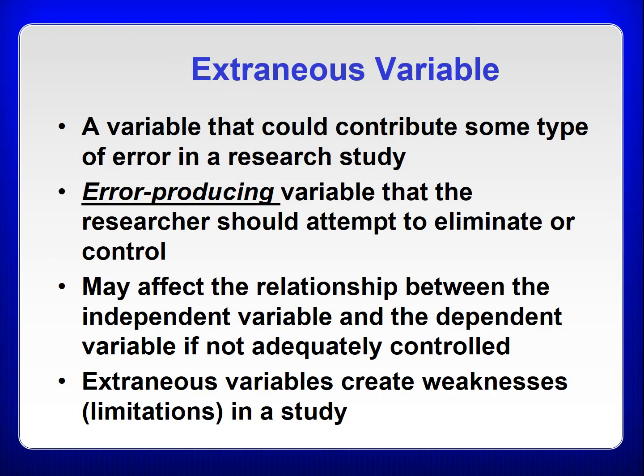An extraneous variable is a variable that could contribute some type of error in a research study. It is the error-producing variable that the researcher should attempt to eliminate or control in the study. An extraneous variable may affect the relationship between the independent variable and the dependent variable if not adequately controlled. Thus, extraneous variables create weaknesses or limitations in a study.